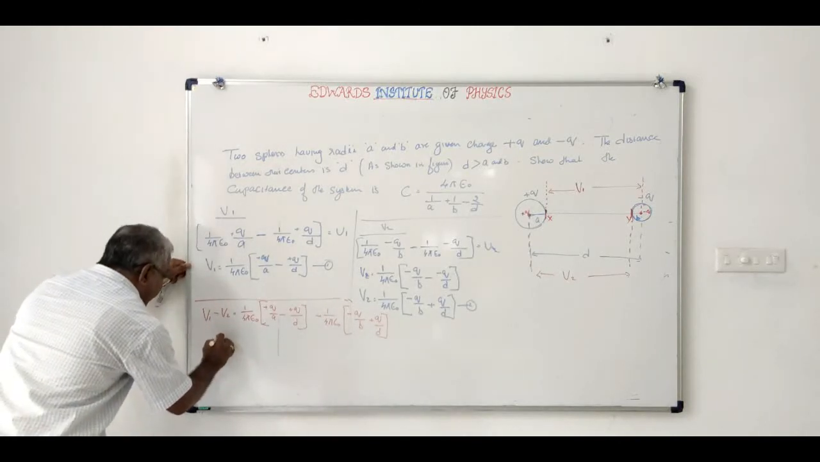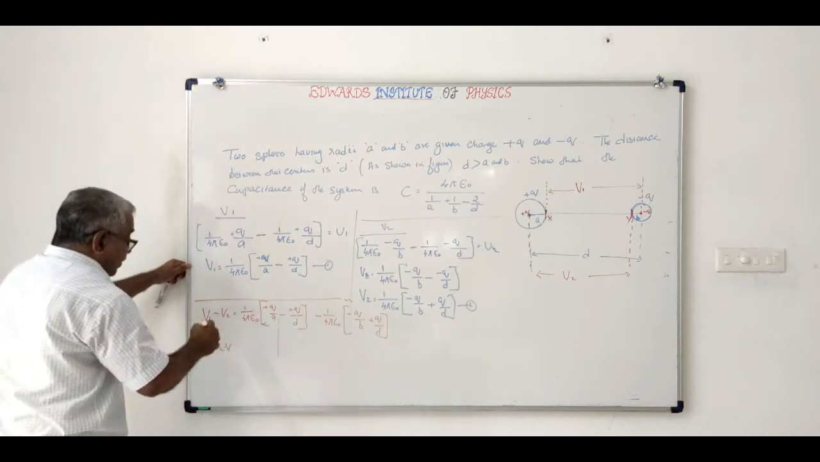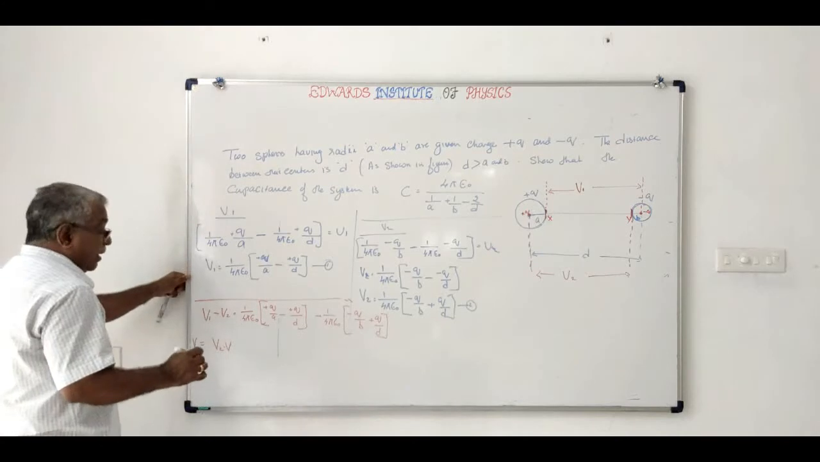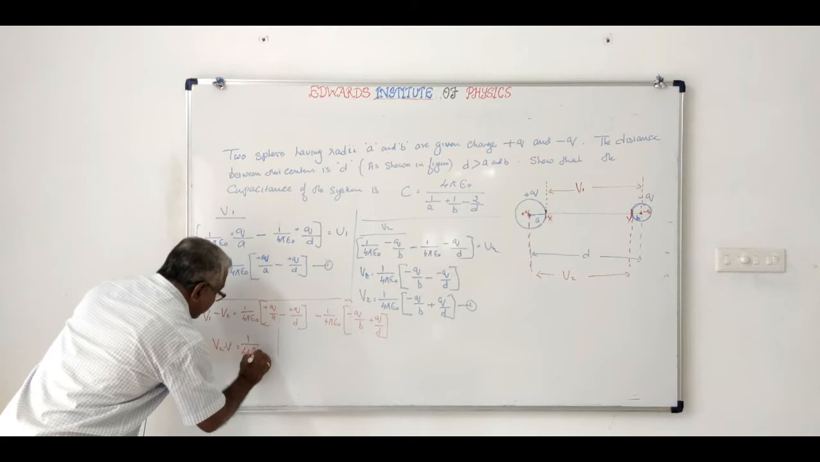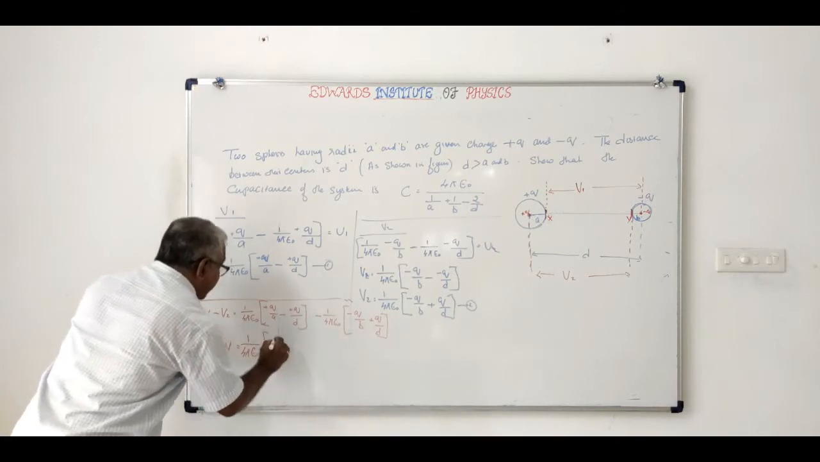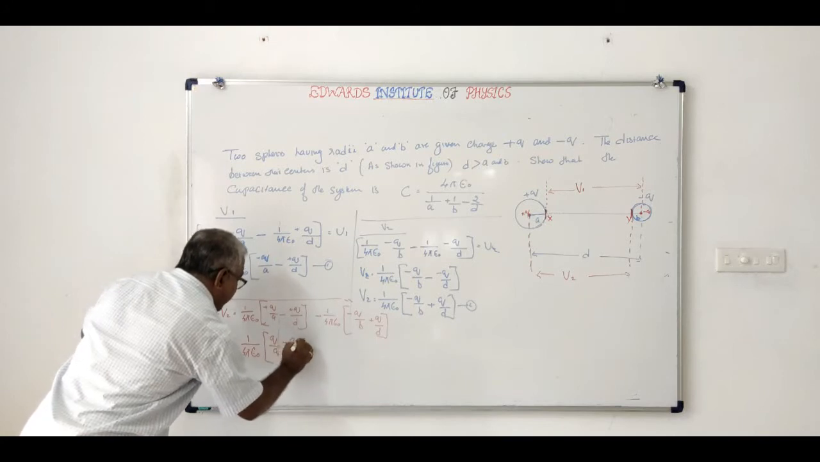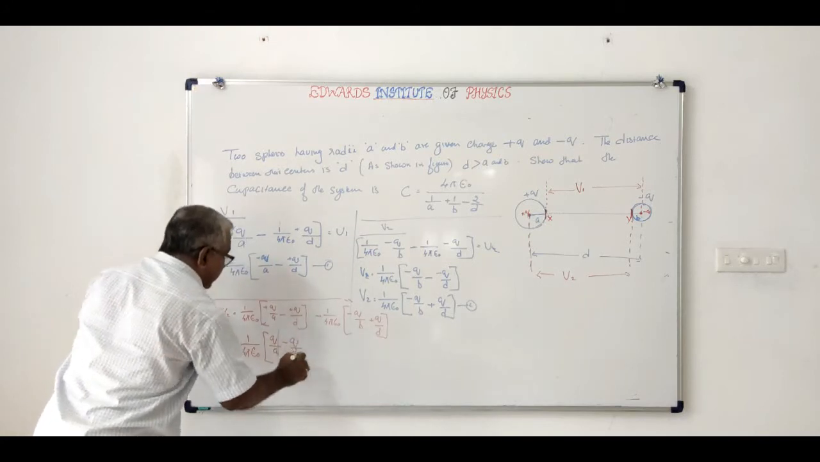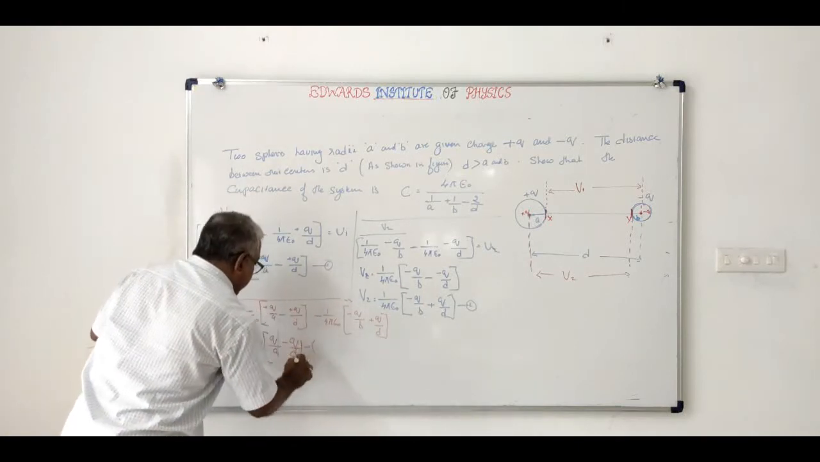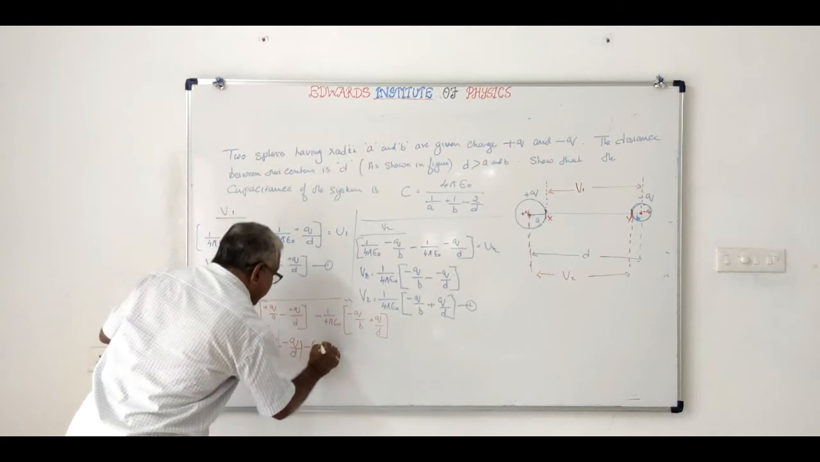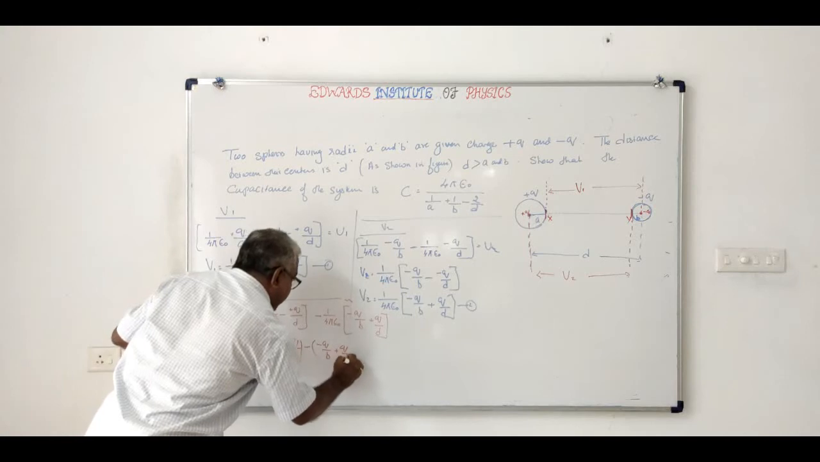So the potential difference V2 minus V1, that will be equal to V, the potential difference between the spheres in order to consider the capacitance. That will be equal to 1 by 4 pi epsilon 0 times q by a plus q by a minus q by d, minus, minus of q by b plus q by d.